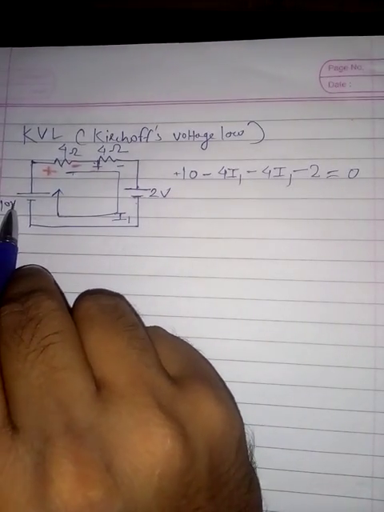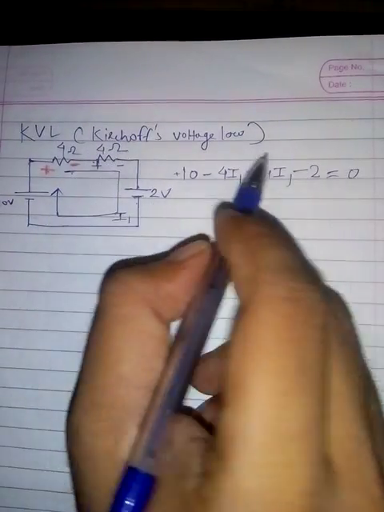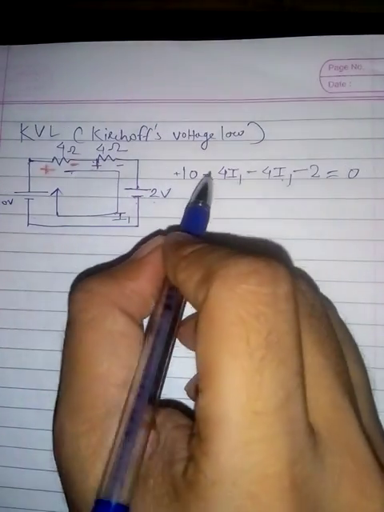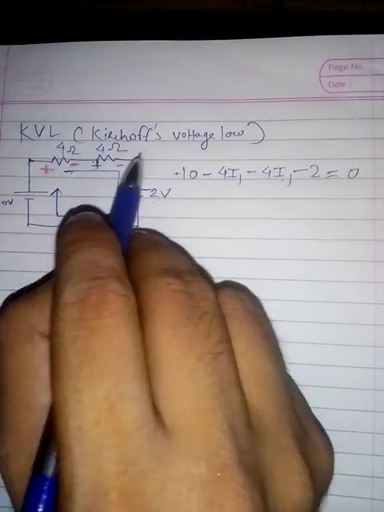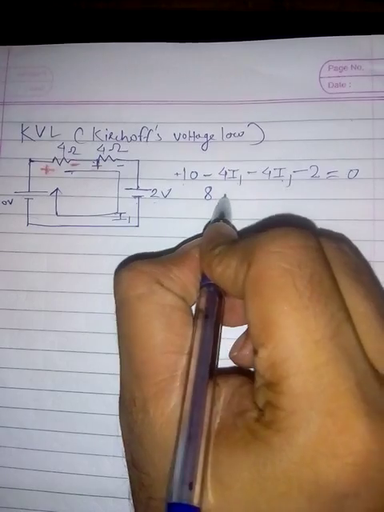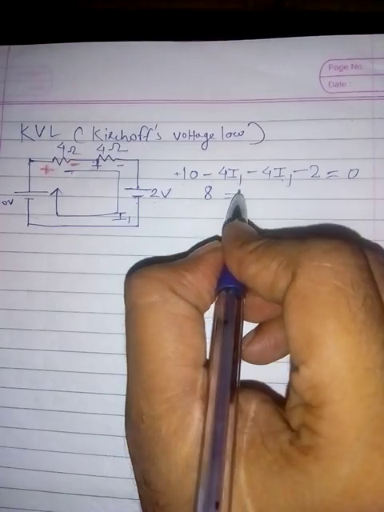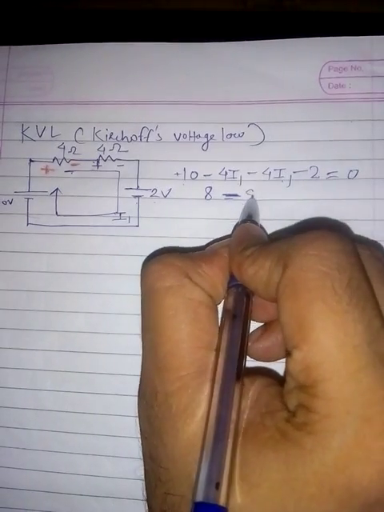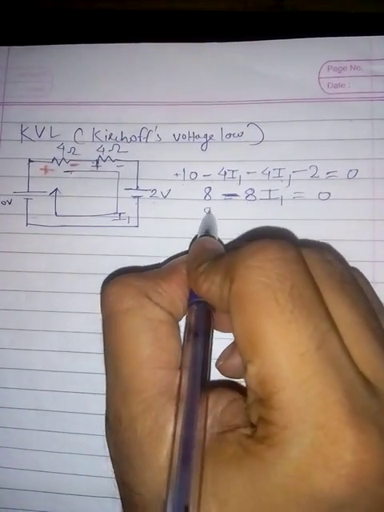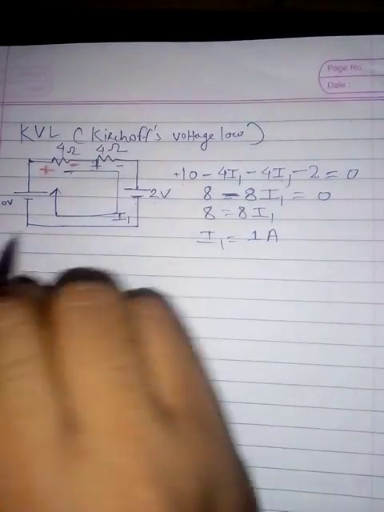This is 10 volt. Voltage across 4 is 4 I1. Voltage across this 4 is again 4 I1, and this 2 volt. So this is the algebraic sum of the voltages, which is equal to 0. So 10 minus 2 is 8, is equal to minus 4 minus 4 is minus 8 I1, which is equal to 0. So 8 is equal to 8 I1, and then I1 is equal to 1 ampere.